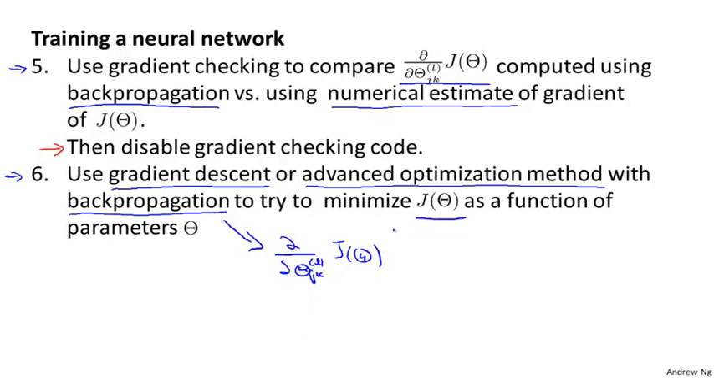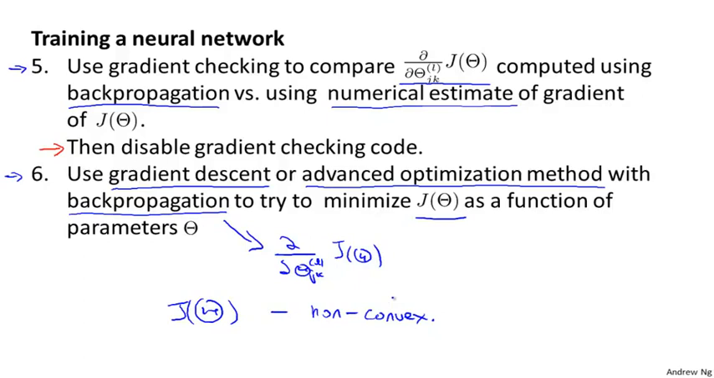And by the way, for neural networks, this cost function J of theta is non-convex, and so it can theoretically be susceptible to local minima. And in fact, algorithms like gradient descent and the advanced optimization methods can, in theory, get stuck in local optima. But it turns out that in practice, this is not usually a huge problem.